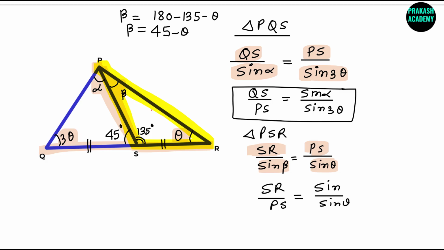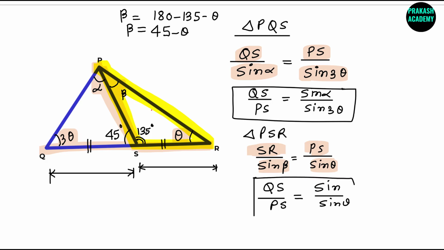Now see, SR is what? This length is basically the same as this length. That is, SR is equal to QS. So I can replace SR with QS. So this is my second equation that is coming from the second triangle. Now you see in this case also I have QS by PS and here I also have QS by PS. This means the right hand side has to be equal.